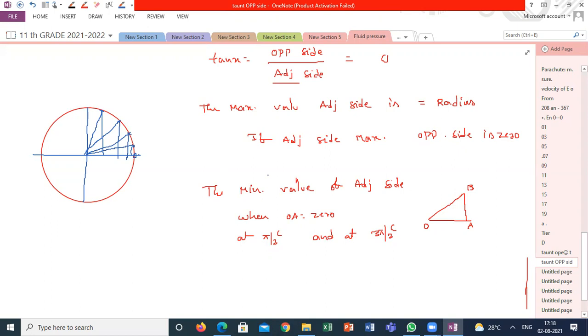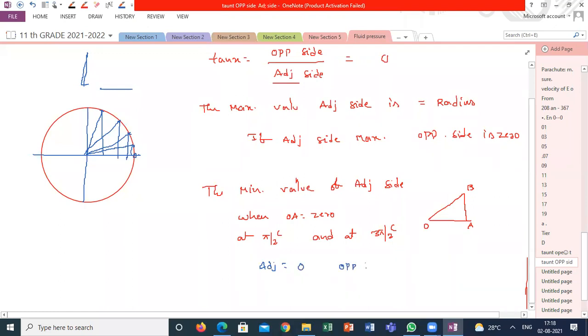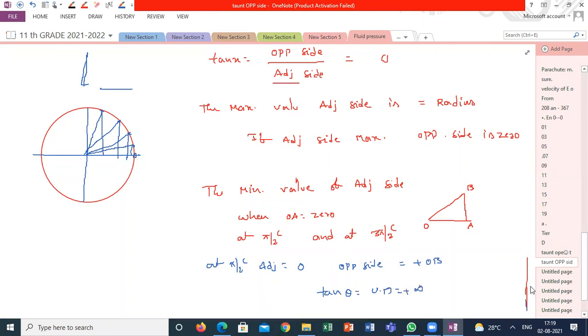So at pi by 2, adjacent side is 0. See here, when it is almost reaching pi by 2, what is your adjacent side? Will you agree with me? Guys, understood what I'm saying? Yes, sir. So at pi by 2, your adjacent side is 0, your opposite side is maximum, that is equal to plus OB, correct? At pi by 2, what is your tan theta value in this case, which is undefined? Infinity, correct?